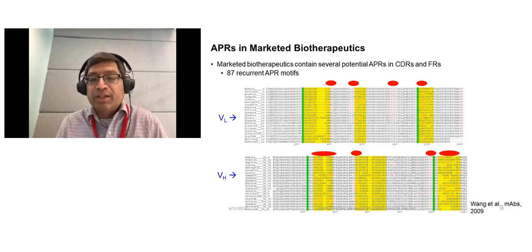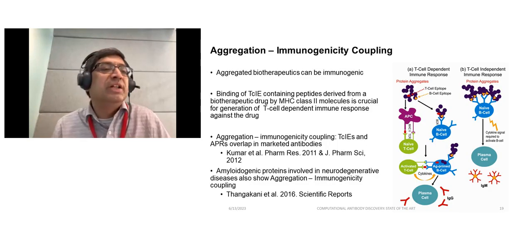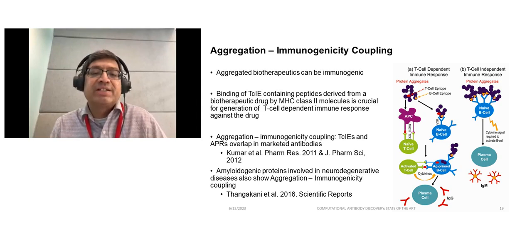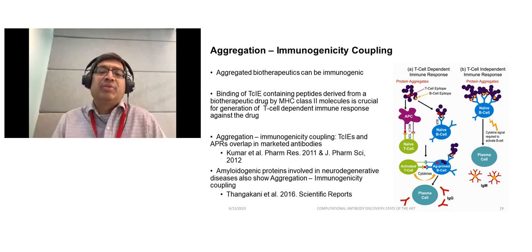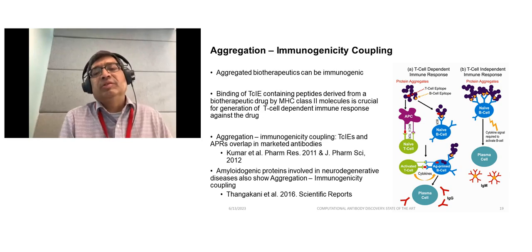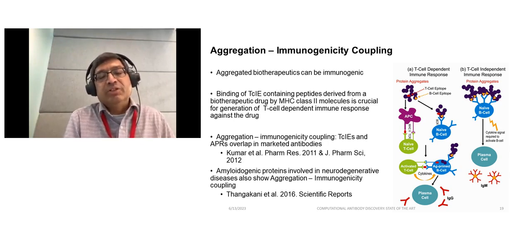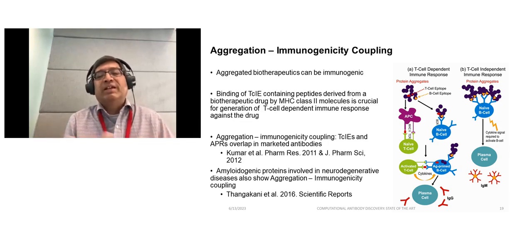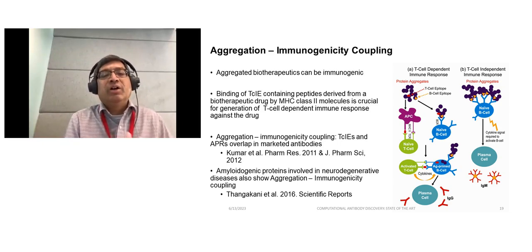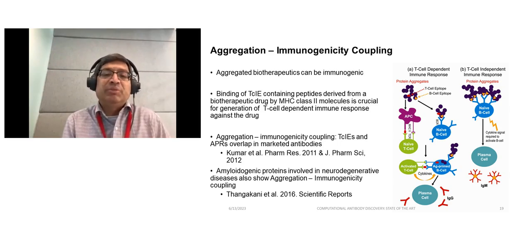And I think I have only a few minutes left, so I'll try to go fast. One thing we saw back then was that we could correlate the aggregation we used to observe with immunogenicity of the products. Most of the time people used to say aggregates can be immunogenic, but how is that? And we found that aggregation-prone regions often tend to be part of T-cell immune epitopes.